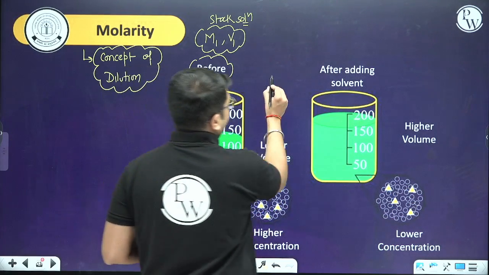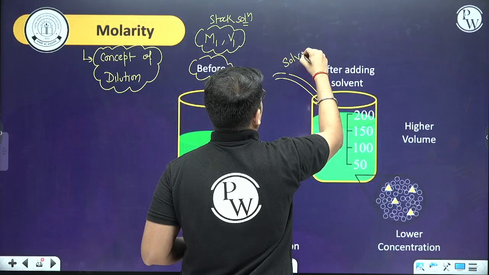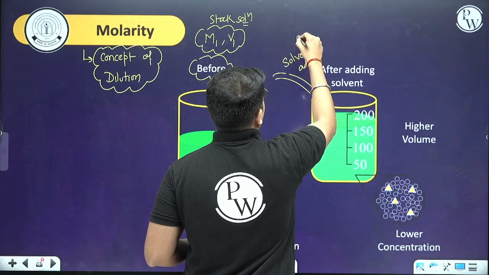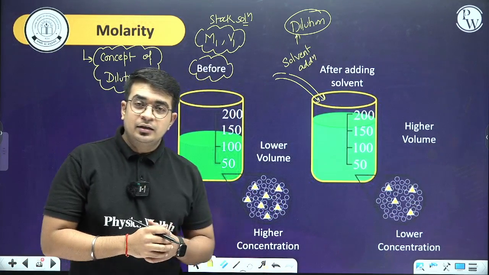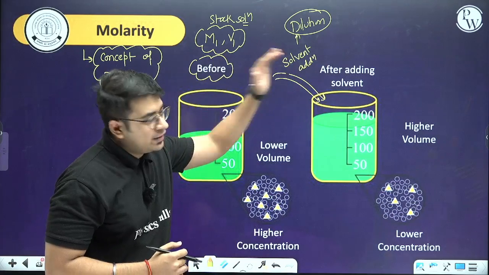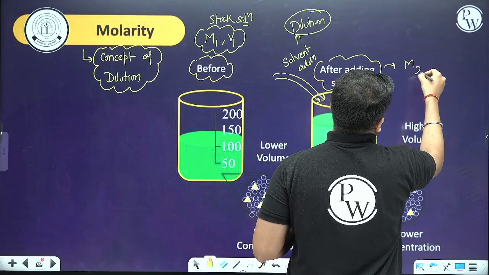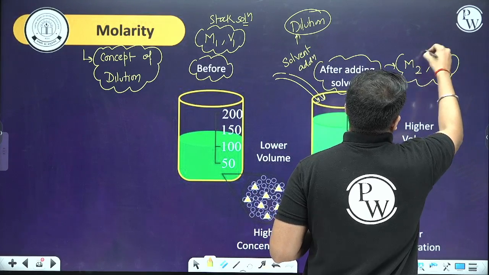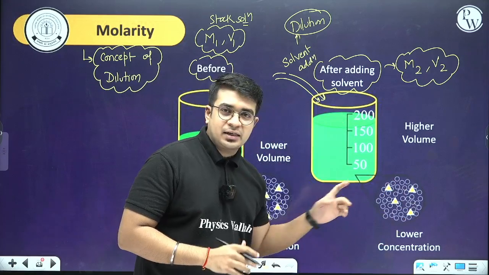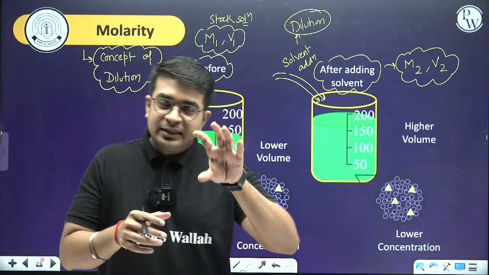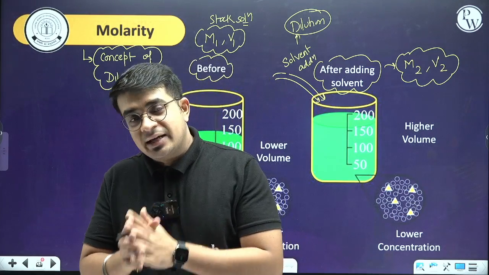Now let's say I am adding a certain amount of solvent. I am using the concept of dilution. Dilution means I am adding more solvent to the given solution. After adding the solvent, the molarity becomes M2 and the volume becomes V2. You can see the increase in volume, and the solute part is now less concentrated. But always remember, if I am adding water to a solution, whatever number of moles of solute are present initially are going to remain the same after the addition of water.